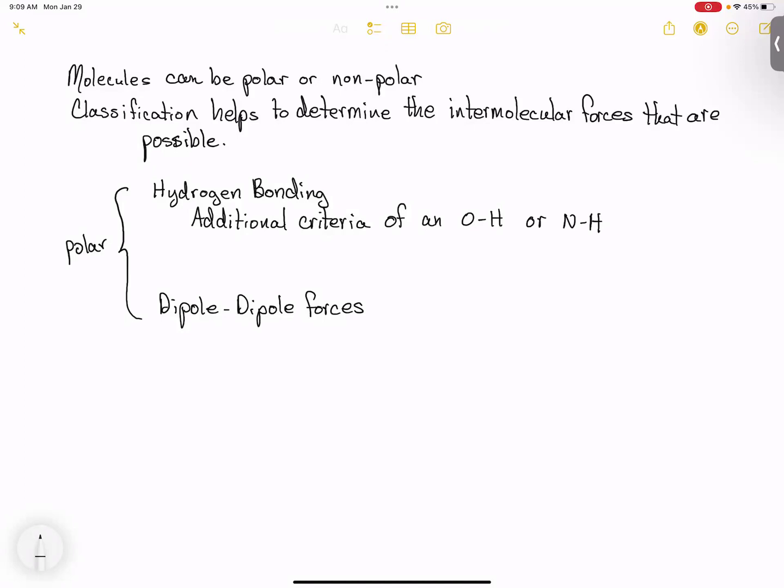Now, nonpolar molecules can only have, there's a variety of names, but basically I refer to them as London dispersion forces. And what is a London dispersion force? And how does it work?